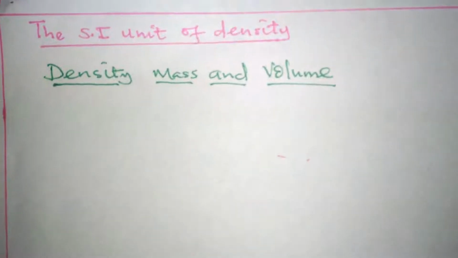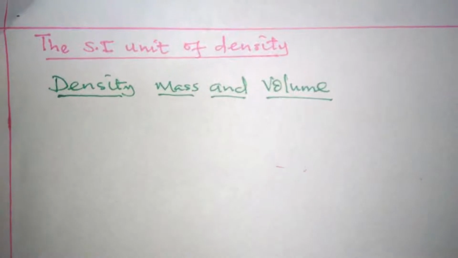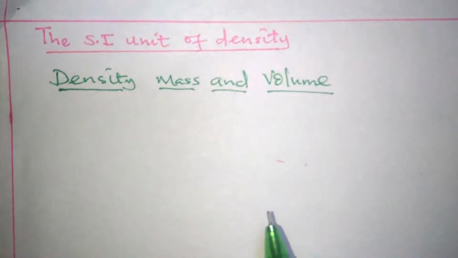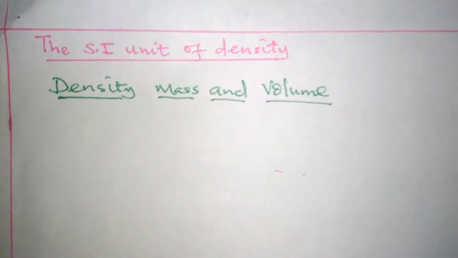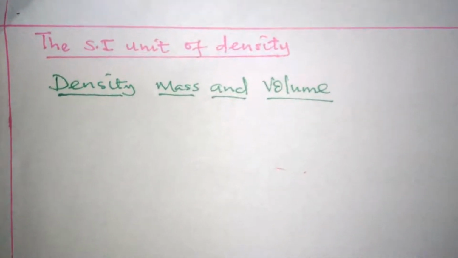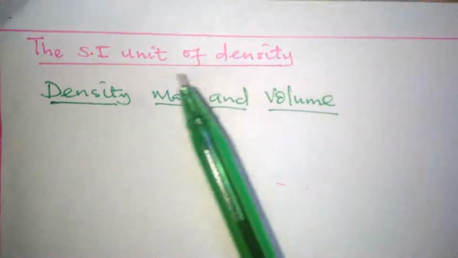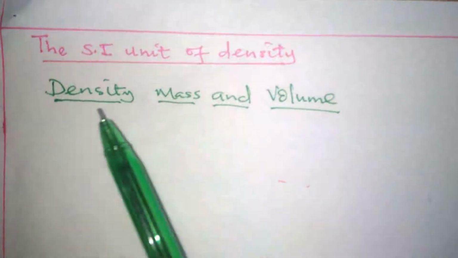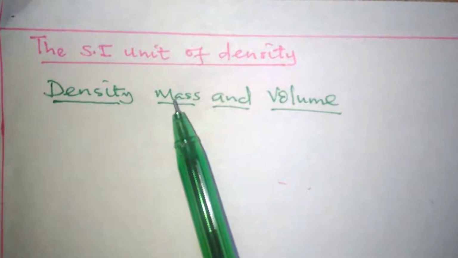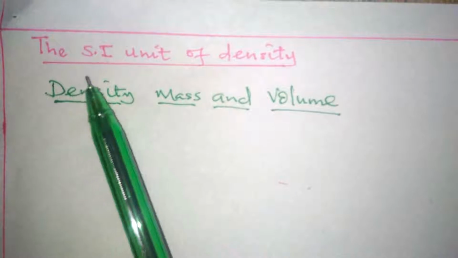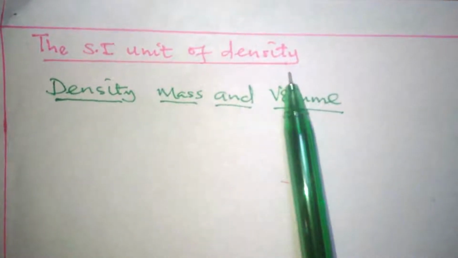Hello, in our previous video on mass, weight and density, we were able to define mass, we defined weight and even density, and we worked out a formula for finding the density of a substance. Now in this video, we are going to talk about other areas. First of all, I would like us to begin with the SI unit of density.